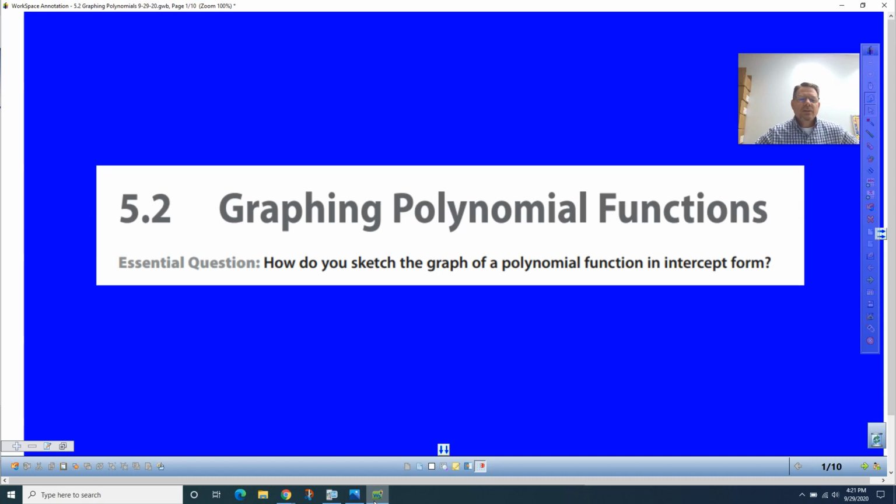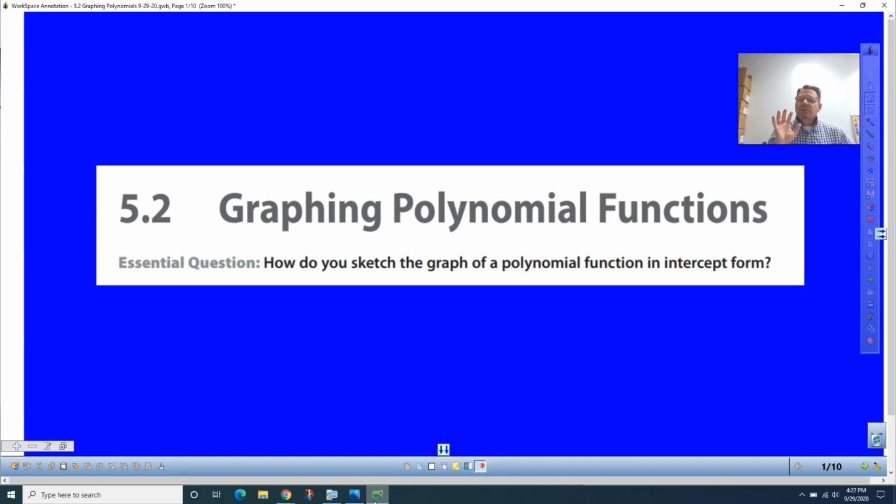The essential question is, how do you sketch the graph of a polynomial function in intercept form? Well, we're going to go past that eventually, but right now we're talking about intercept form, and what we're going to do is use the attributes. So we're going to look into the qualities, the characteristics of these kinds of graphs and be able to use those so we can sketch the graph.